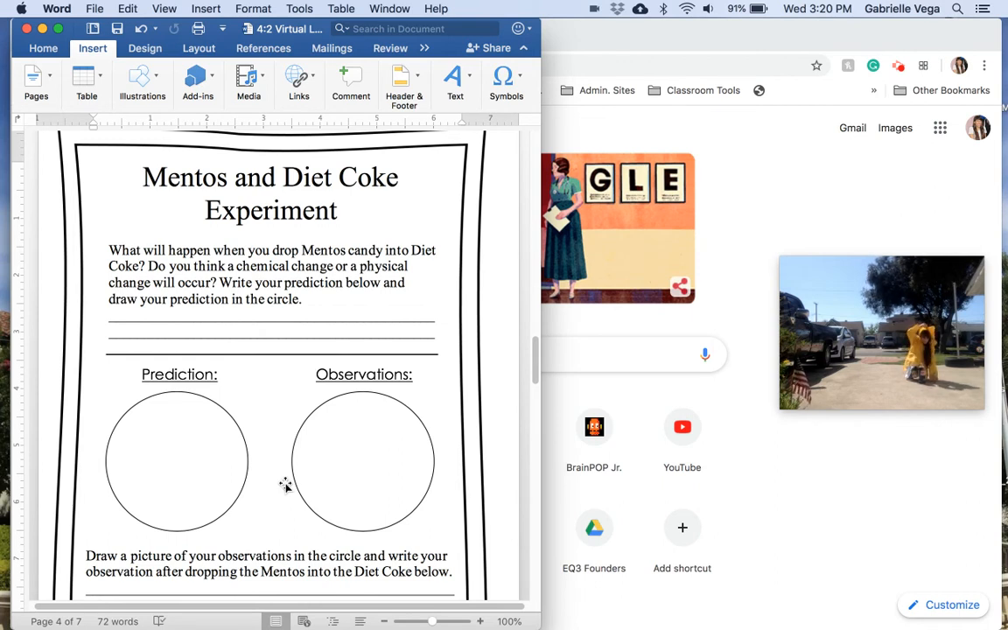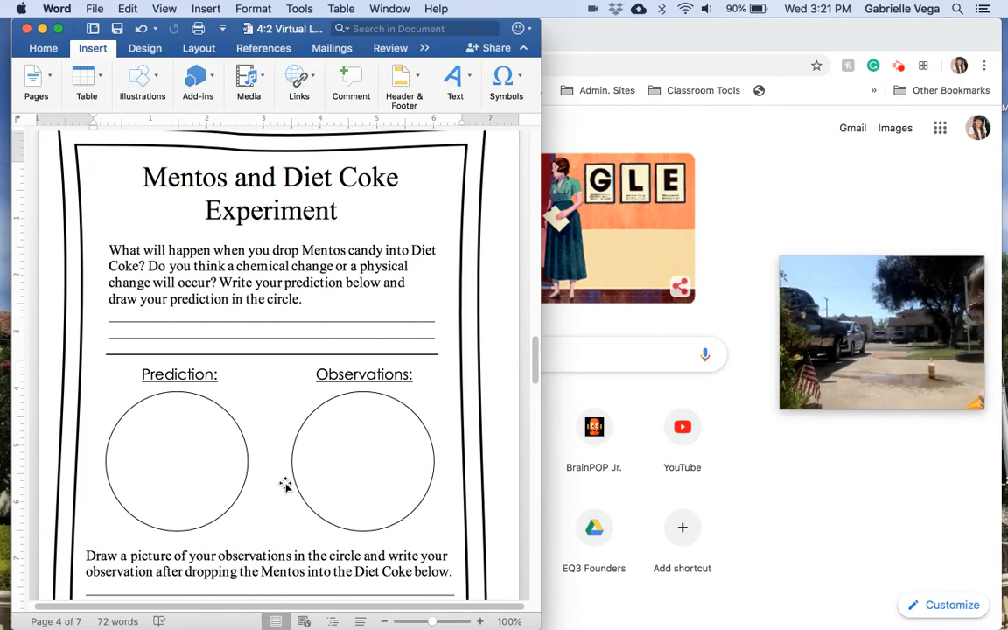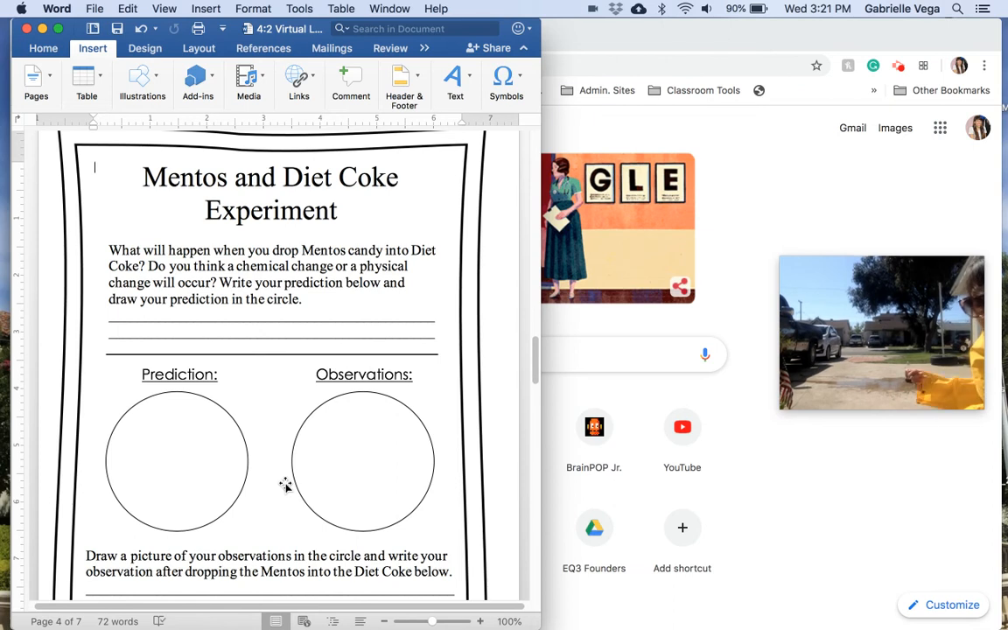Put my hood on. All right, so I'm going to put my Mentos on top of the bottle. All right, and as you can see, we have our experiments.